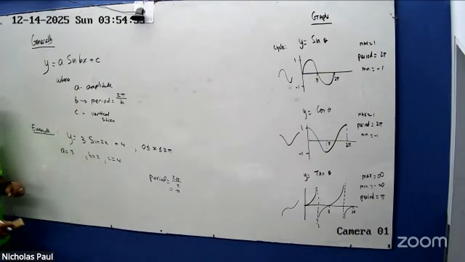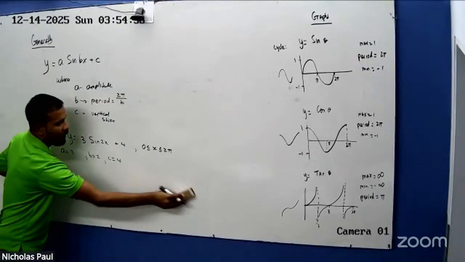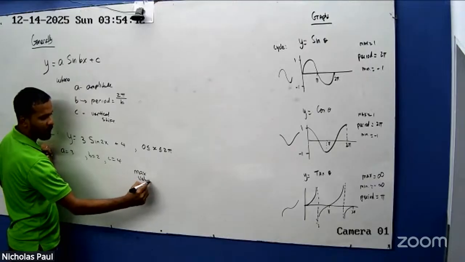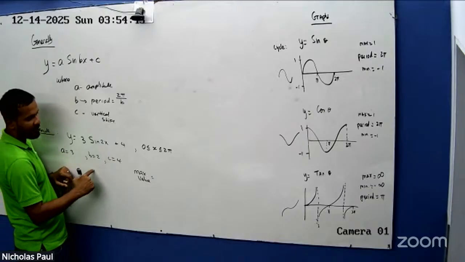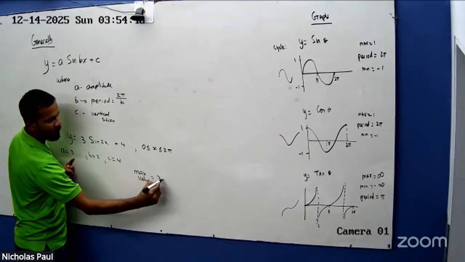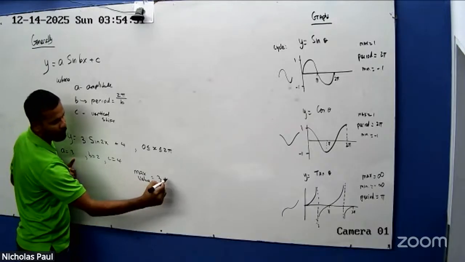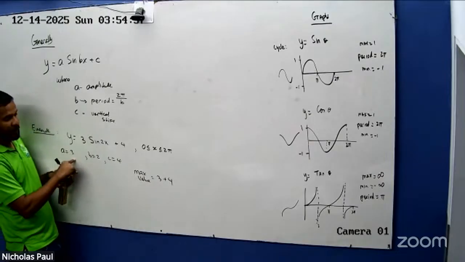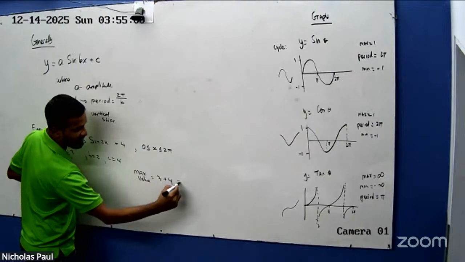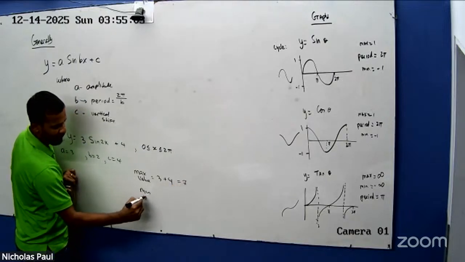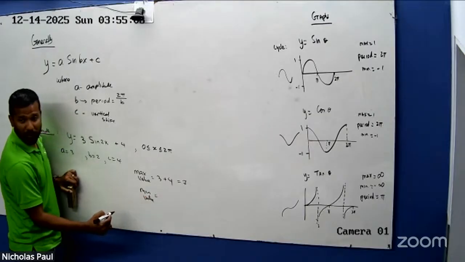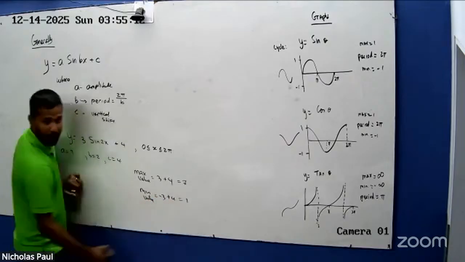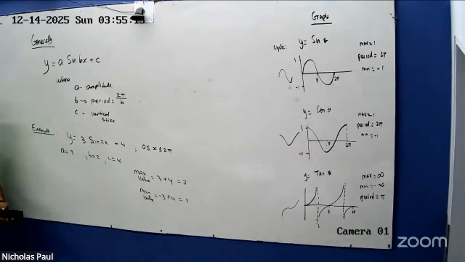Right. So how do we sketch it? Here's what you need. You need a max value. Your max value is always going to be your amplitude plus your shift. That's okay? So your max value is always the amplitude plus your shift. So that's 7. Your minimum value is what? It will be minus amplitude plus your shift. So you'll get 1. Okay? You okay with that?